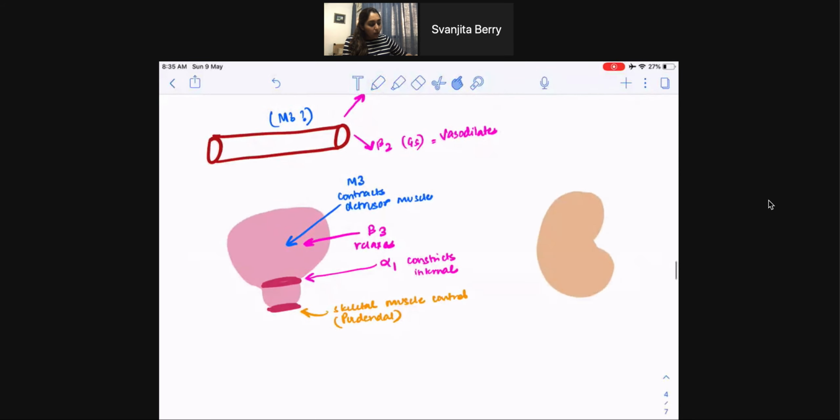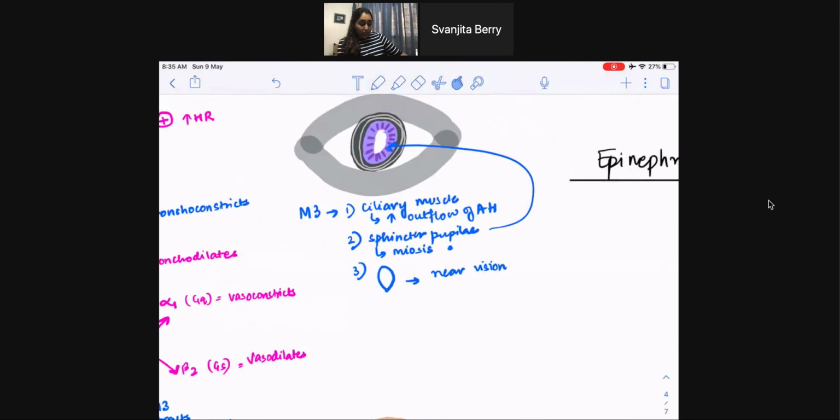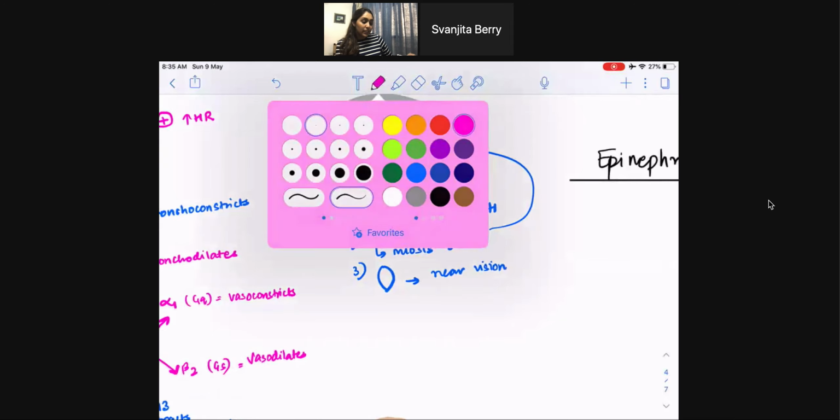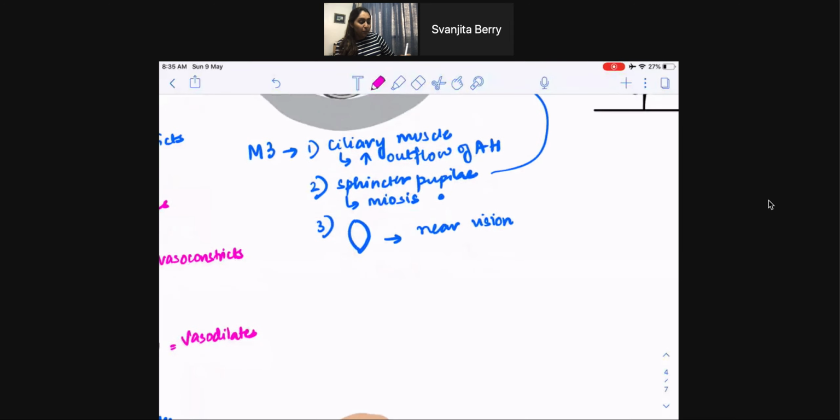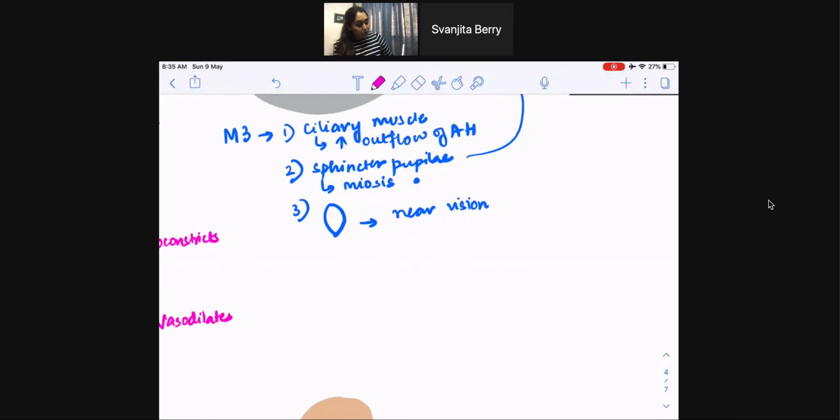Moving on to our eye. The eye gets interesting with sympathetic. You have 3 receptor types in the eye: alpha 1, alpha 2, and beta 2. And what's interesting is alpha 1 is a Gq, alpha 2 is a Gi, and beta 2 is a Gs. So you have one of each type of receptor.